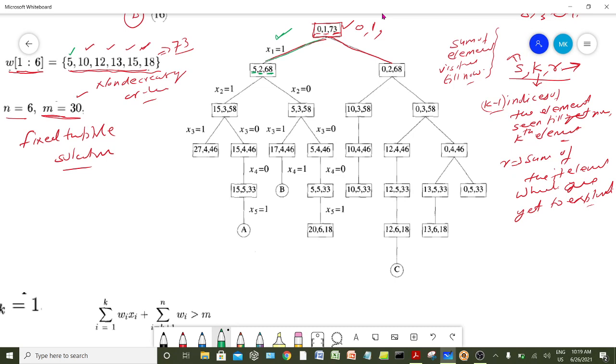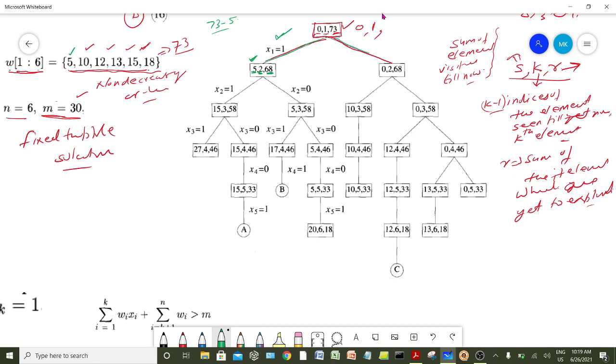It's very simple. You included the first item, so the sum of the result till now is equal to 5. If 1 is included, now we are going to check for the second item. Okay, and the sum which is yet to be explored is equal to 68. 68 means 73 minus the weight of the first item which was just included. So 73 minus 5 is equal to 68.